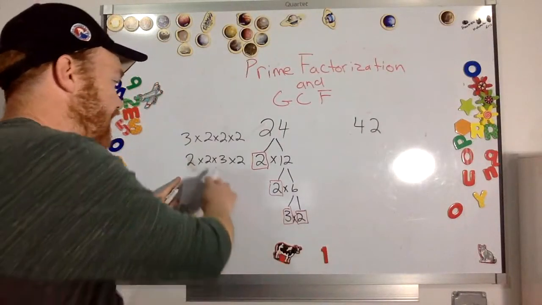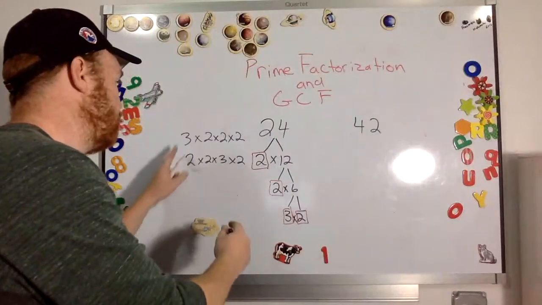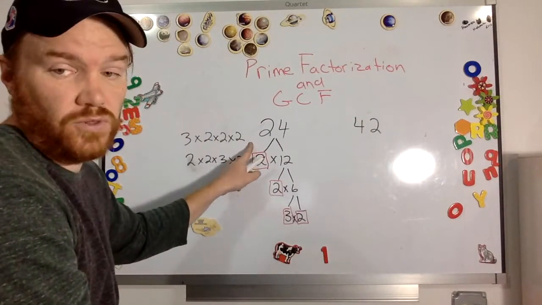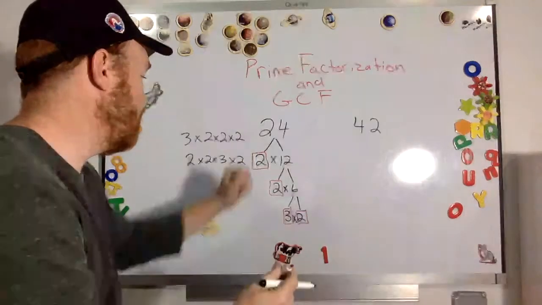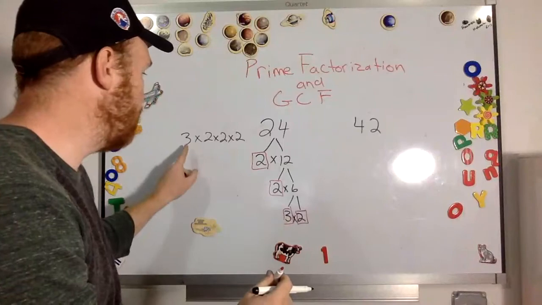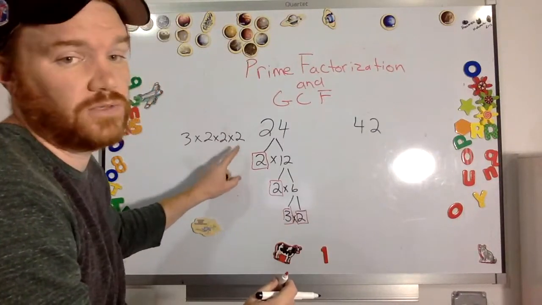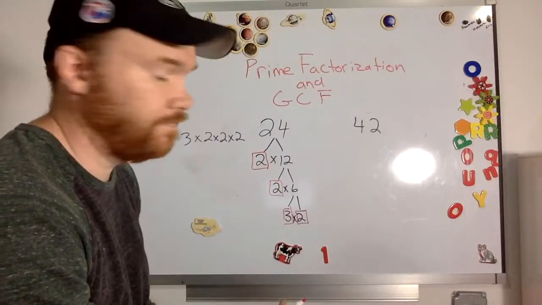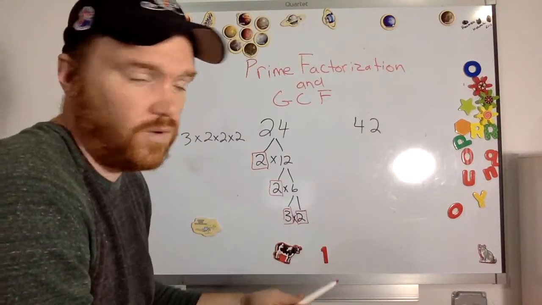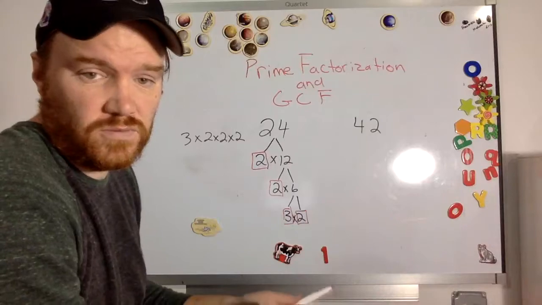Okay? And I actually like it better when we go from largest prime number through lowest prime number. Even if I get this, I would end up writing it 3 times 2 times 2 times 2. Okay, all right, and that's just to help with organization, OCD issues, whatever.